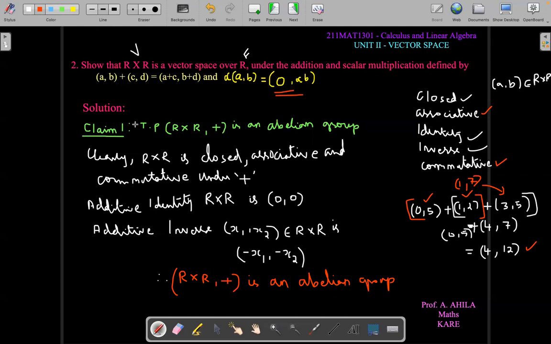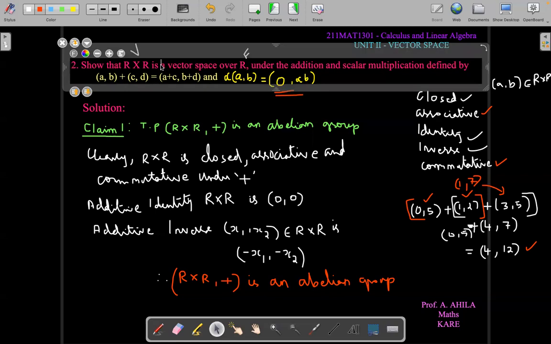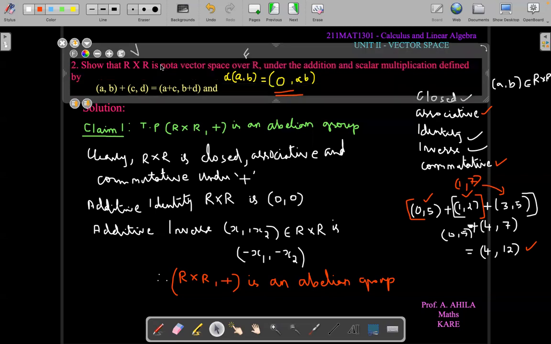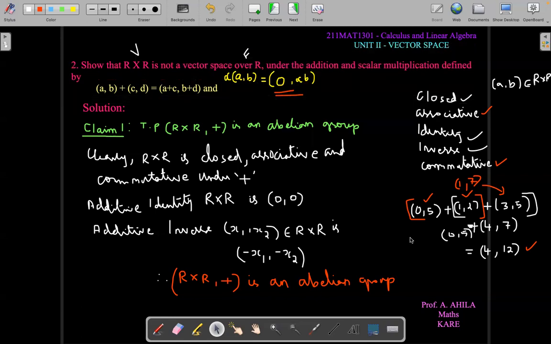We need to prove actually here this is not a vector space. Okay, so this is not a vector space. That is, show that R cross R is not a vector space over R under the addition and scalar multiplication defined by these two. So in the previous problem we got it is a vector space with respect to this addition, and scalar multiplication is alpha into A comma B is alpha A comma alpha B.